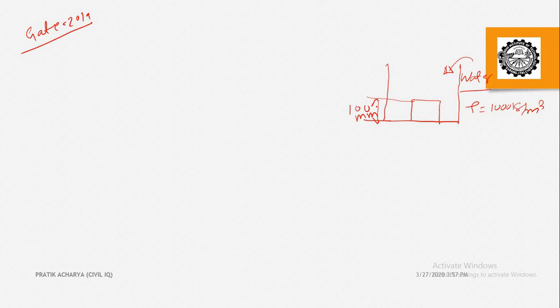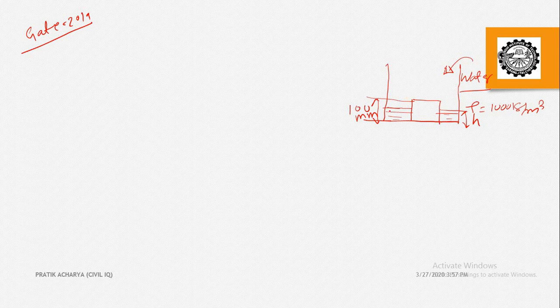Suppose, for example, the water has been poured to this side. This is the height to which the water has been poured. Suppose this height is small h. So we have to estimate the height at which the cube is just starting to lift up. Just starting to lift.